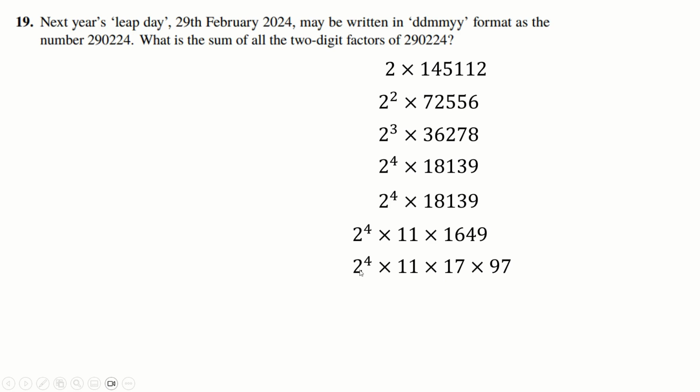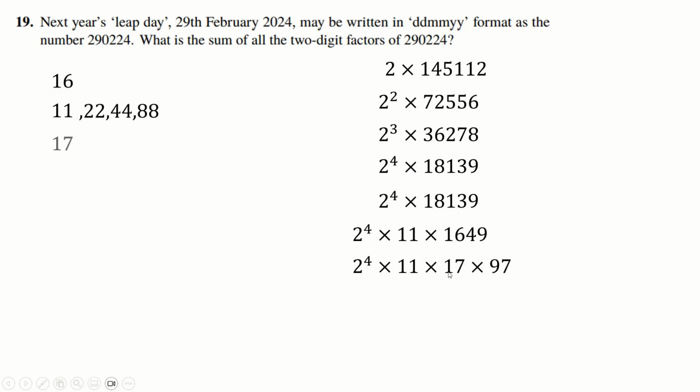Now, 2 to the power 4 is 16. So 16 is a two-digit factor. You could take 11, obviously. That's obviously a two-digit factor because it's in here. But also, so is 11 times 2. And so is 11 times 4. And so is 11 times 8. So you get all those factors.